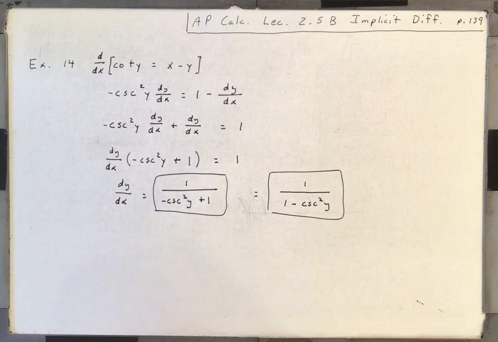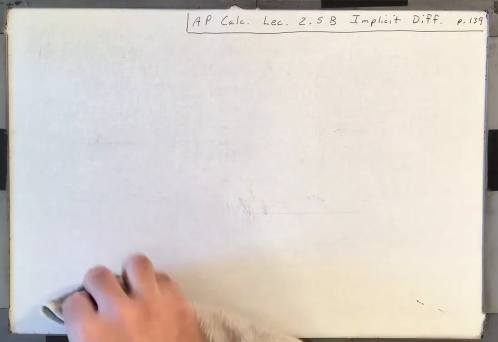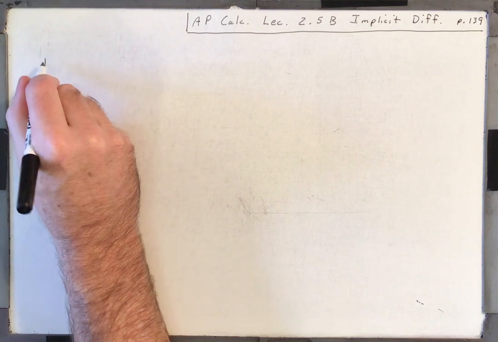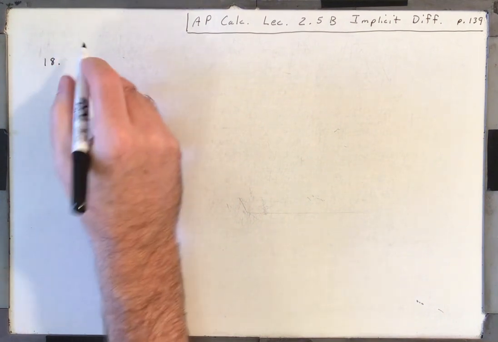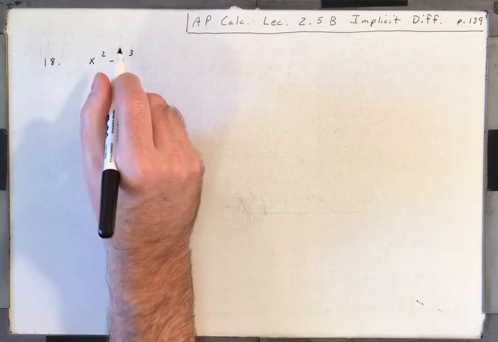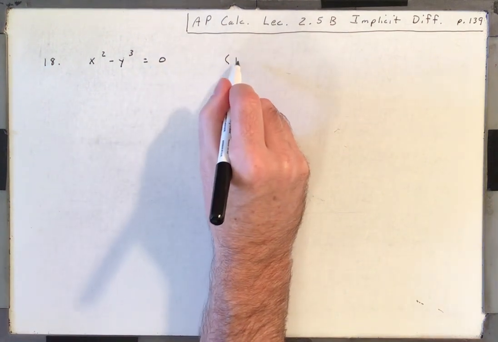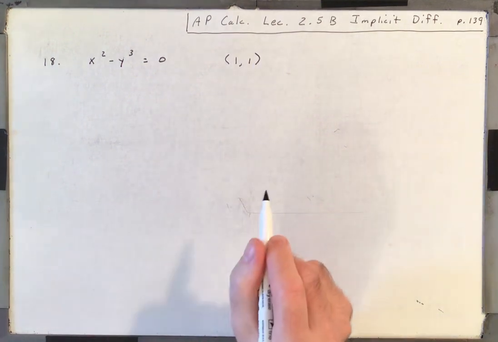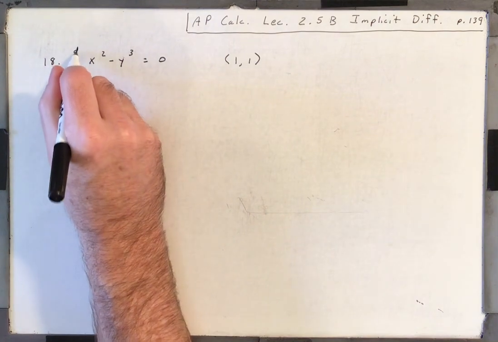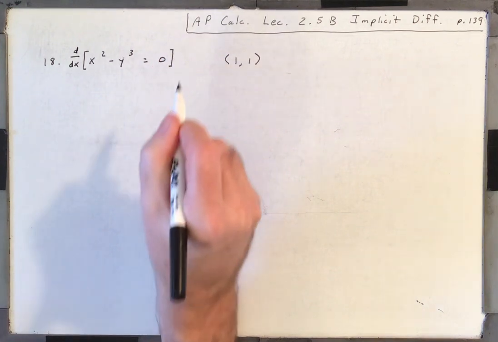Let's do one more. Go to number 18. So 18, not only do we take the derivative, we evaluate it at a point. So with 18, we have x squared minus y cubed is equal to 0. That's not going to be too hard. And we have to evaluate it at the point 1, 1. Well, we like 1. Only thing better than 1 is when we evaluate zeros, right? Okay, let's take the derivative with respect to x of that bad boy.